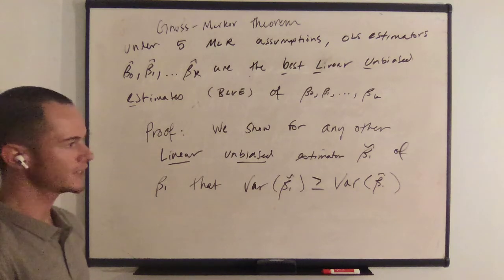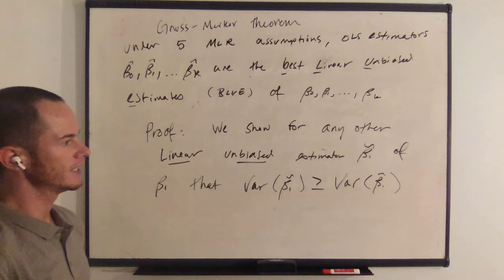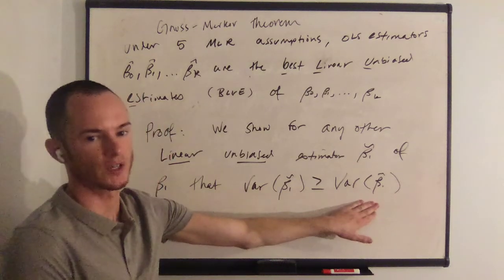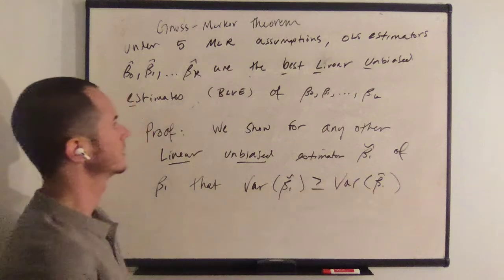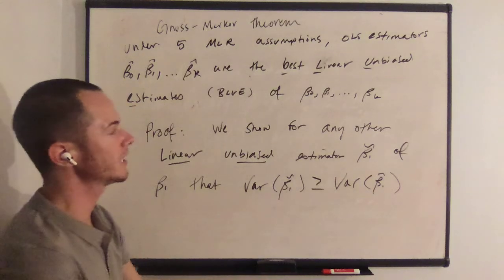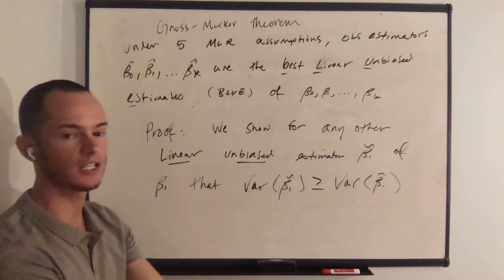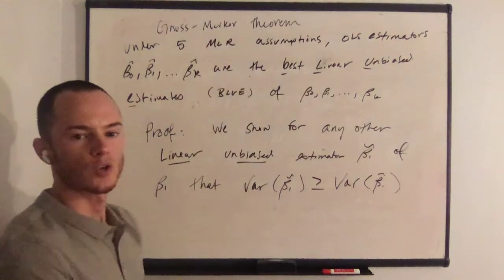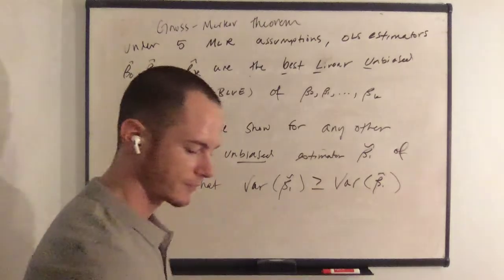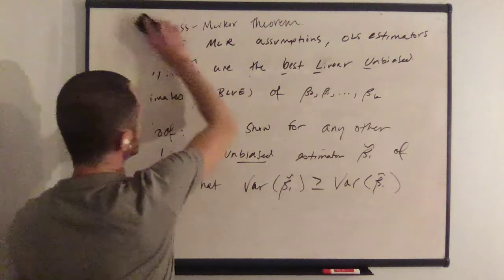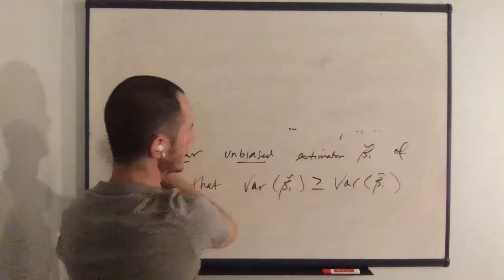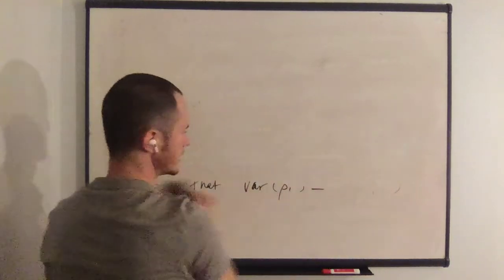And what we mean by best is that it has the lowest variance among its class, and its class of estimators is linear unbiased estimators. Okay, so let's do that. The first thing we need to do is define a linear estimator, and then we're going to further define that estimator as unbiased.